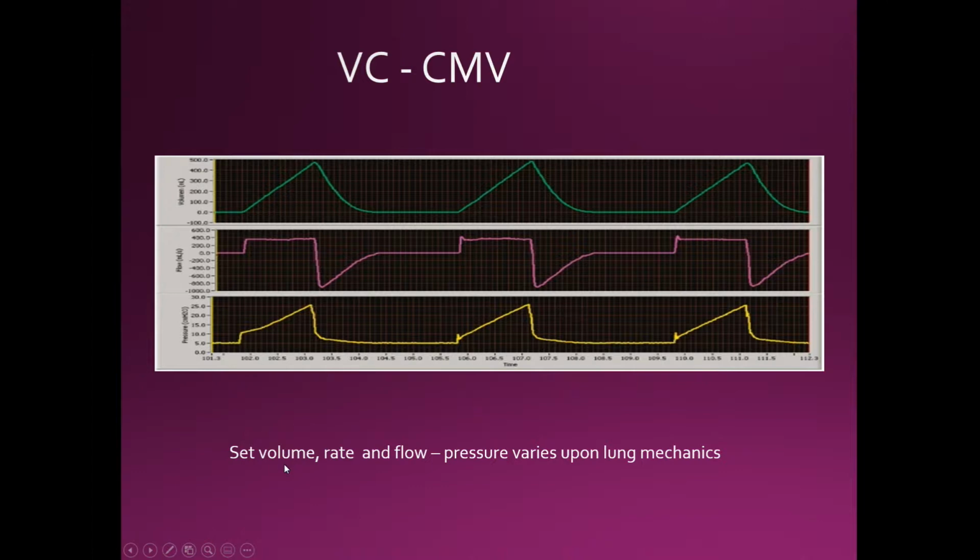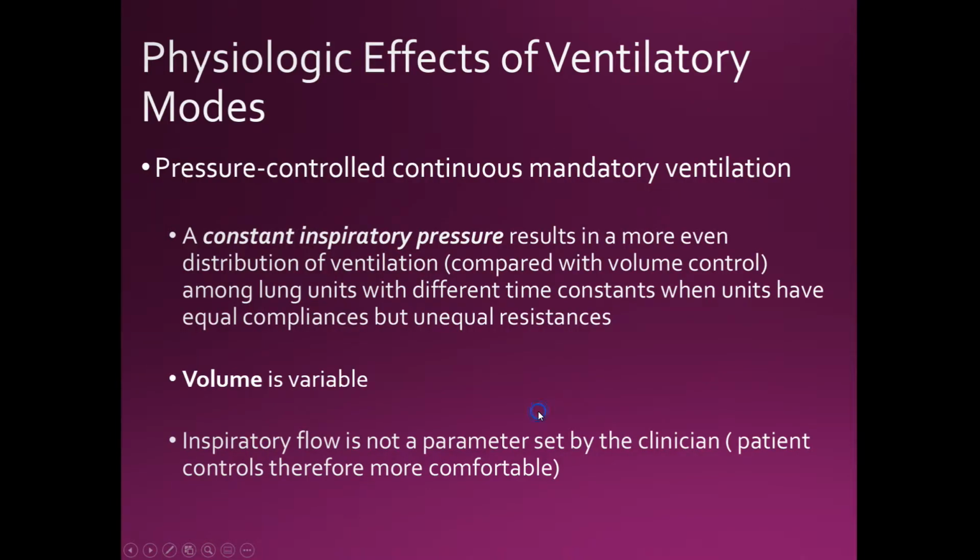So again, set volume, set rate, and flow. Pressure varies upon lung mechanics. So depending what's going on, there's something happening here, something happening here, but our flow is constant here. And usually if you had it more flat, then the volumes would be constant as well. But here it looks like flow is constant, and then you have the ascending waveforms for pressure and volume.